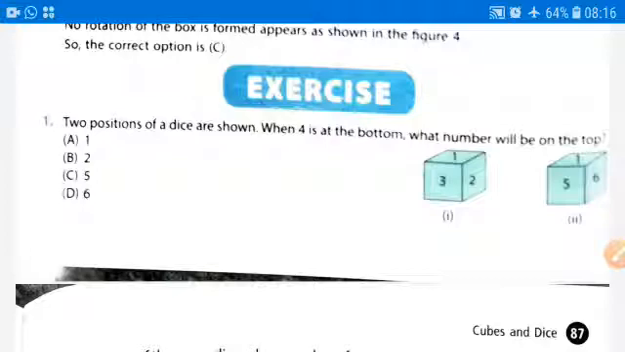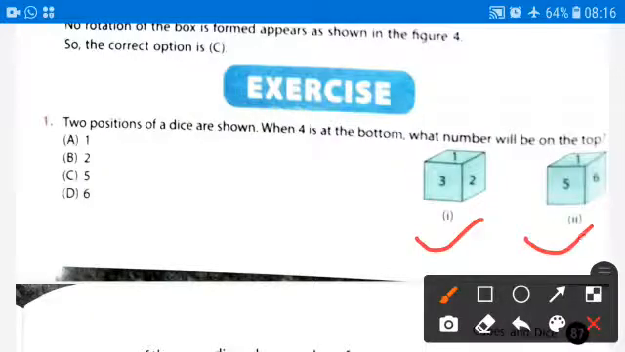Okay, so first of all, question number 1. We have two positions of a dice shown. These are two different positions of the same dice. When 4 is at the bottom, what number will be on the top?